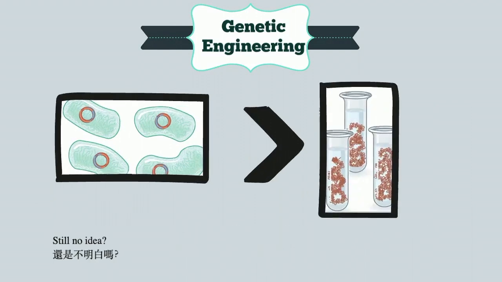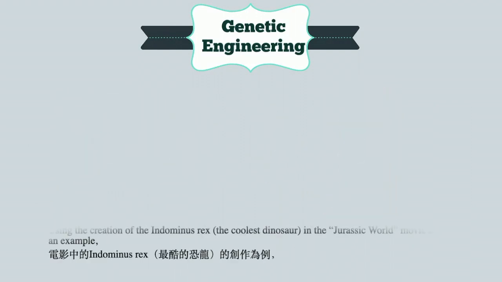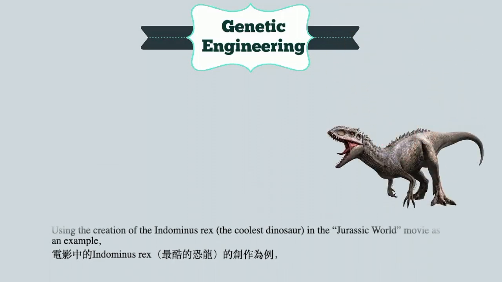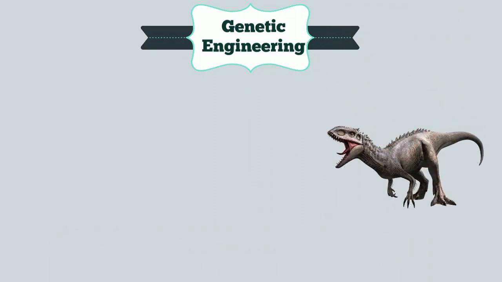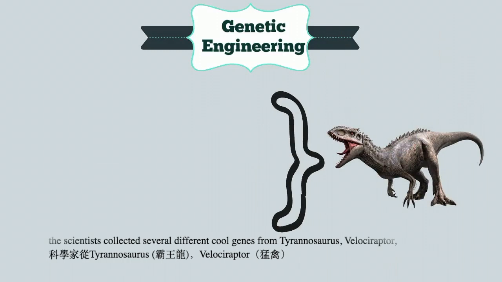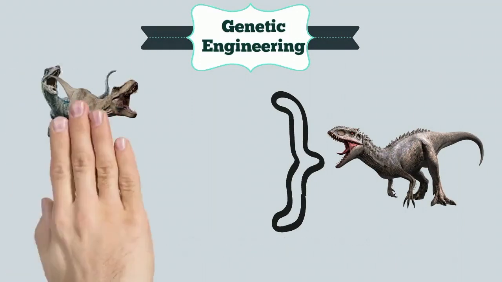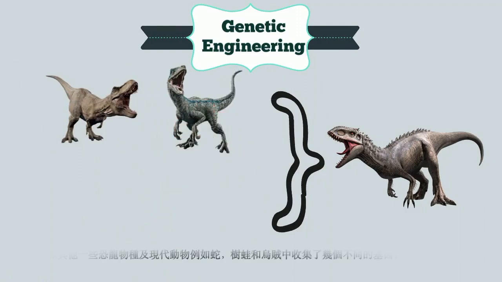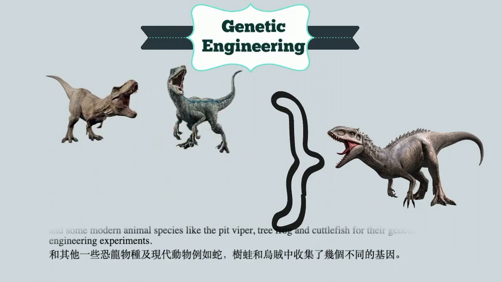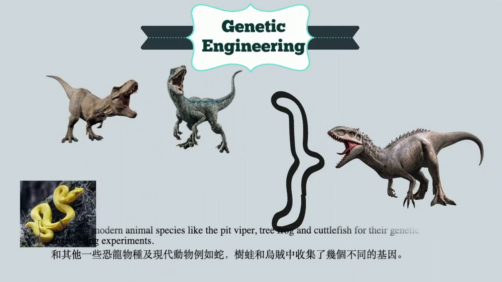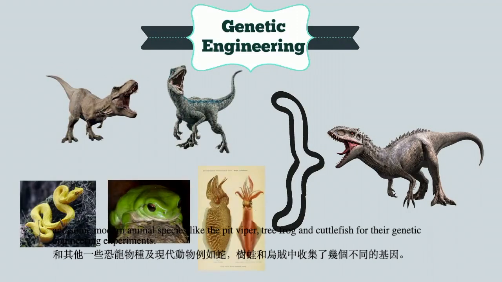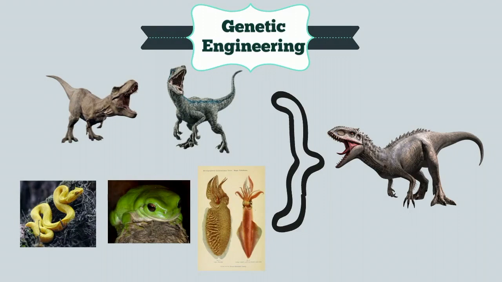Still no idea? Let's use the creation of the Indominus in the Jurassic World movie as an example. The scientists collected several different cool genes from Tyrannosaurus, Velociraptor, and a few other dinosaur species, and some modern animal species like the pit viper, tree frog, and cuttlefish for their genetic engineering experiments.